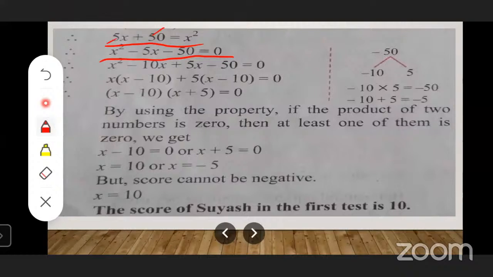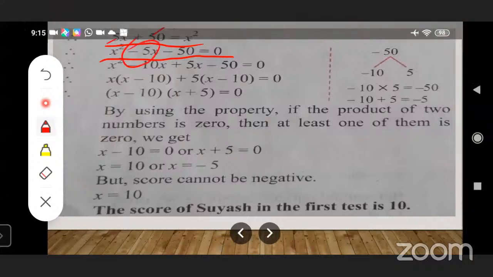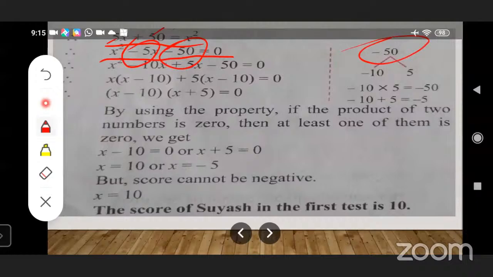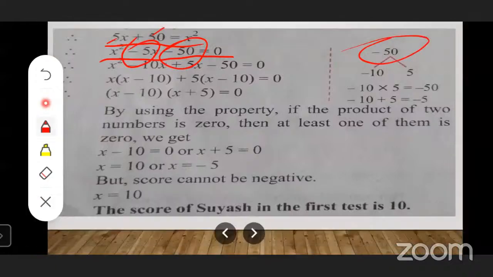Now, what will be your next step? You have to solve this quadratic equation by any method, by formula method, or by completing square method, or by factorization, right? Now, first of all, concentrate on the middle term. What is the middle term? Minus 5. What is the last term? Minus 50. So let us take the last term, that is minus 50, and find the factors of minus 50 in such a way that the sum of these factors should be the middle term, and when you multiply these factors, the product should be the last term.